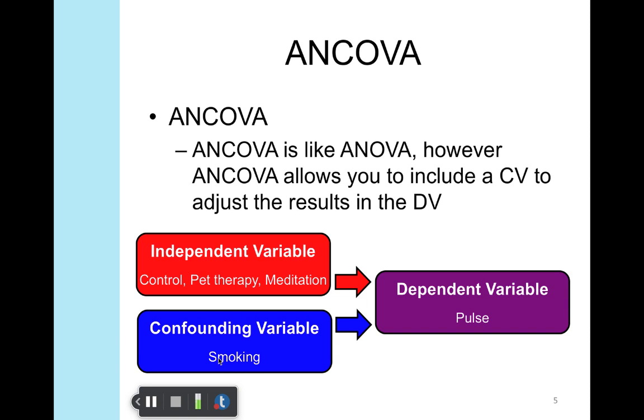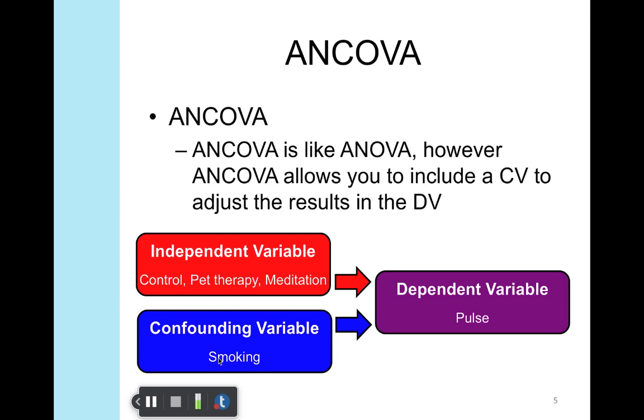This provides a cleaner image of the effect that our independent variable has on the dependent variable, as if the confounding variable smoking has been statistically removed from the picture. The results will look like the results of an ANOVA test, except the figures will be adjusted to account for the influence of the covariate smoking.